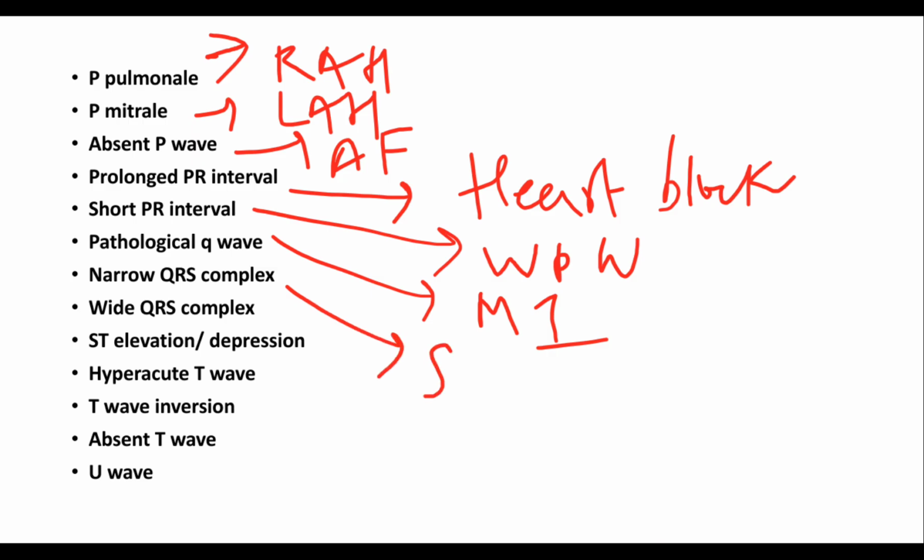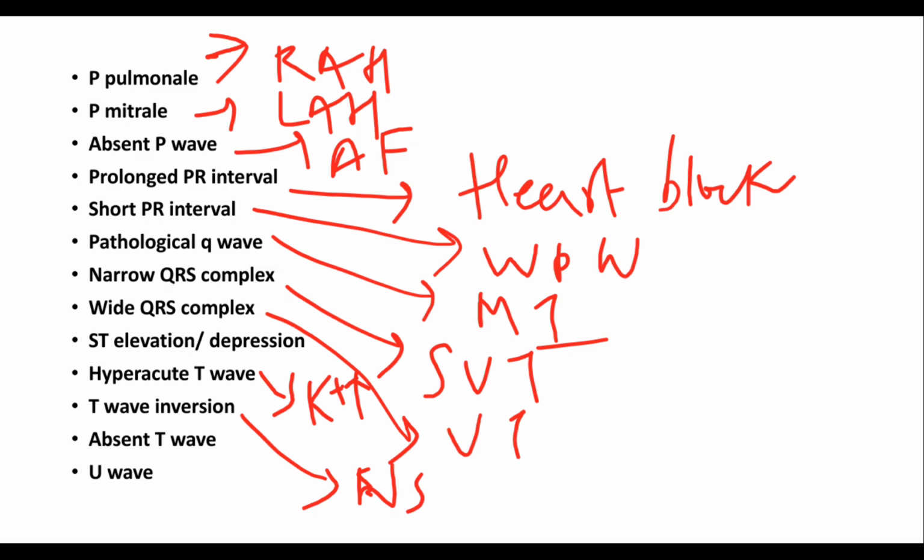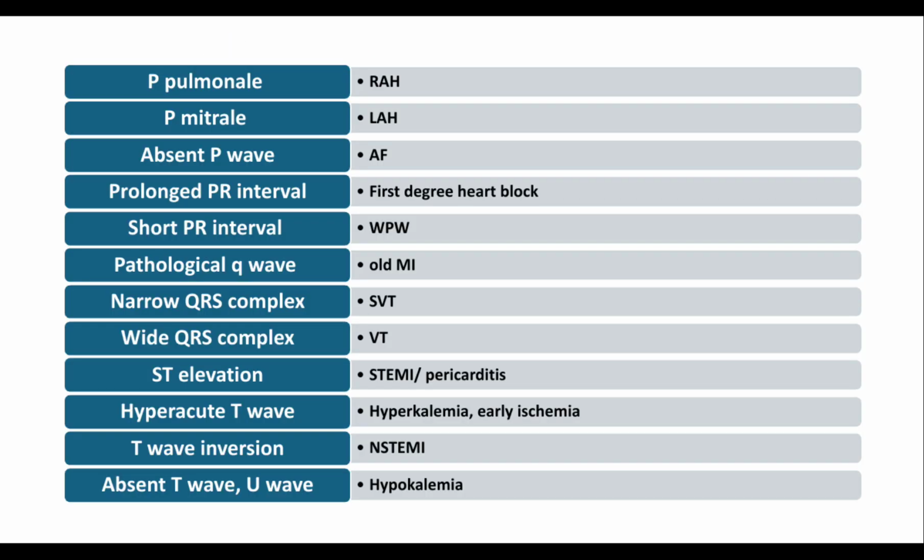Narrow QRS complex in case of supraventricular tachycardia, wide QRS complex in case of ventricular tachycardia. ST elevation or depression. ST elevation can be in ST elevation MI for sure, but can be seen in other cases like pericarditis as well. Hyperacute T wave in hyperkalemia. Potassium is high. T wave inversion in case of non-ST elevation MI, or in late part of pericarditis also you can get a T wave inversion. Absent T wave with U wave, both of this seen in hypokalemia. Potassium is low.